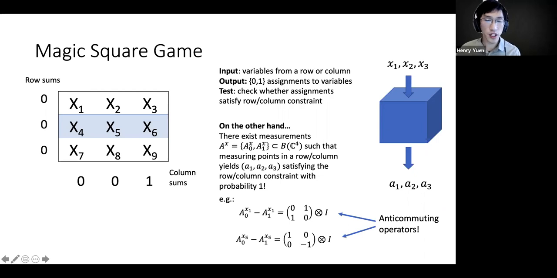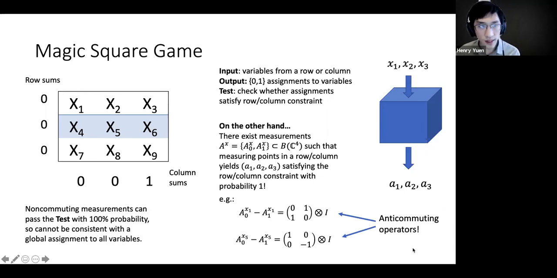And what do these measurements look like? Well, they actually consist of non-commuting operators. So if, for example, you took the measurements that corresponded to the points x1 or x5, it turns out that they look like these matrices. These are anti-commuting operators, so the measurements don't commute. And so the moral of the story is that these non-commuting measurements can pass this test with 100% probability, but therefore they cannot be consistent. These measurements cannot be consistent with a global assignment to all the variables.